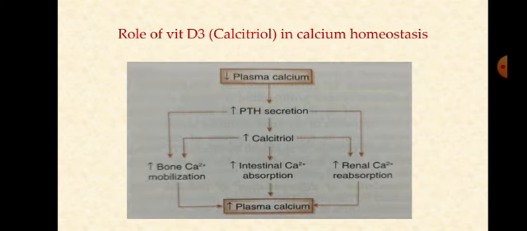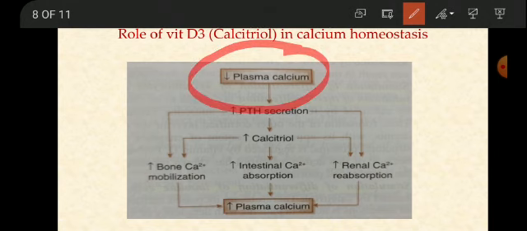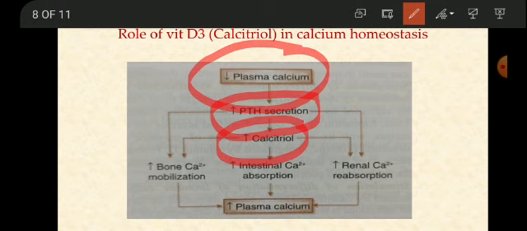Now, if I summarize the action of vitamin D3 in different target organs in calcium homeostasis, how does it look? Whenever there occurs a fall in plasma calcium, there occurs increased secretion of PTH, as there are calcium sensors on the parathyroid gland, and by the action of excess parathyroid hormone, the synthesis of vitamin D3, that is calcitriol, is also enhanced, as there occurs increased activity of the 1-alpha hydroxylase enzyme of the kidney.